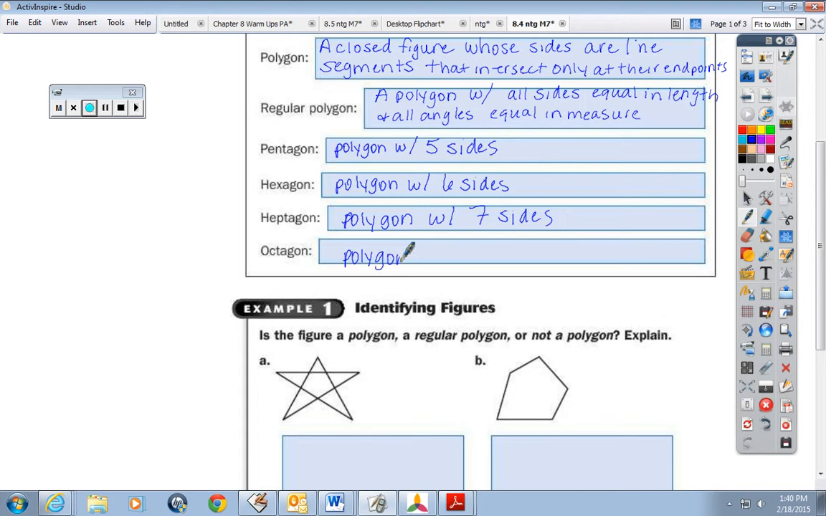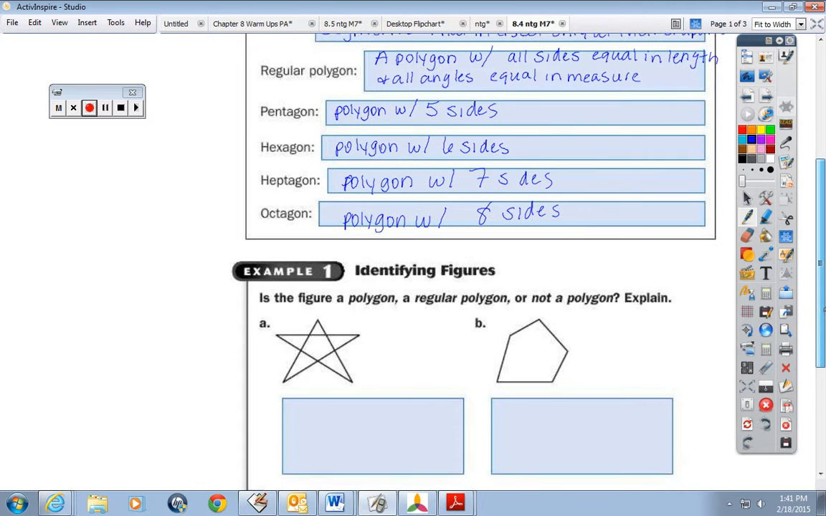And an octagon is a polygon with 8 sides. Yep. That's what we call an octopus. An octopus is like the 8. And then the Pentagon that we have in the United States, the government offices, if you're looking at it from the top view, it's shaped just like a pentagon with 5 sides.